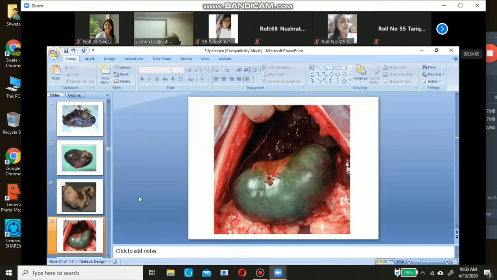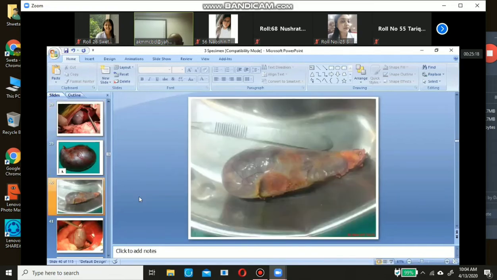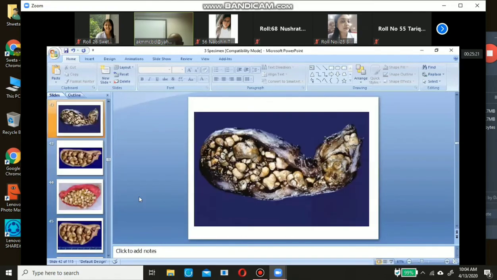Therefore, this is a case of mucocele of the gallbladder. While gallbladder is dilated, the wall becomes thin, wall becomes transparent, and there is collection of bile within the gallbladder. Actually not bile, collection of mucus, but that becomes greenish color or whitish color. And these are all same things.